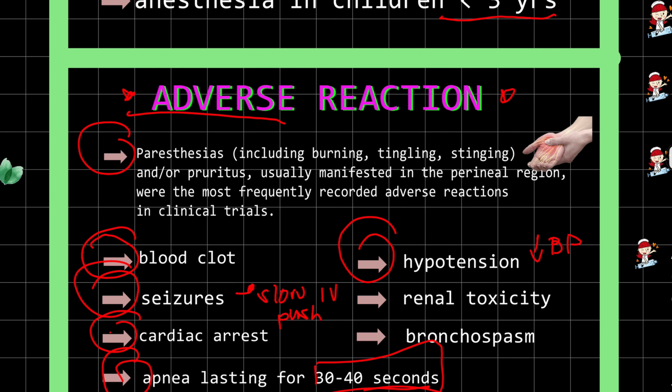We also have renal toxicity, because this is being metabolized in the kidney. Next, bronchospasm. Bronchospasm, definitely you want to watch out for it, because you want to make sure that the airway is patent and there's equal bilateral chest rise and fall. All right. So bronchospasm is one of those adverse reactions, together with the other adverse reactions we just had. Now, okay? So, we're done with the adverse reaction.